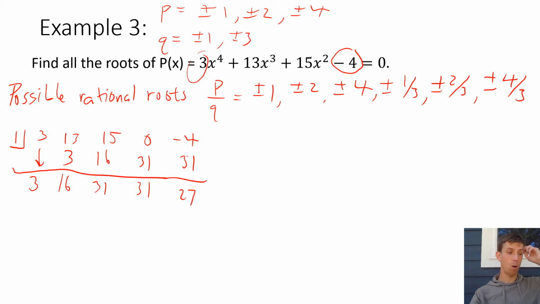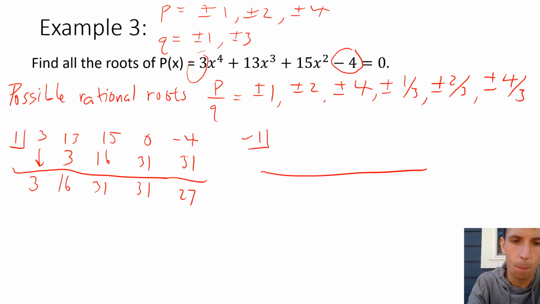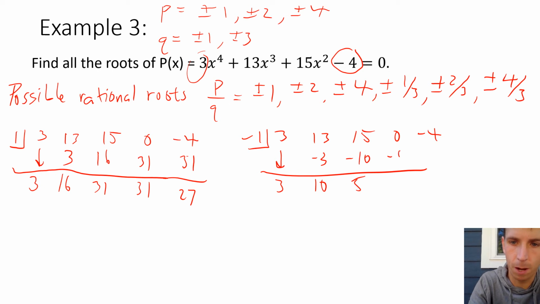All right, and so remember, all you're looking for is if that last value is 0. If it's 0, it'll be a root. So 1 is not a root. Let's keep it moving. Let's do -1. So same thing, 3, 13, 15, 0, -4. Hopefully I don't mess up my arithmetic, because I'm known to do that. All right, close, but no cigar. We need 0, not 1. Let's move on to +2.